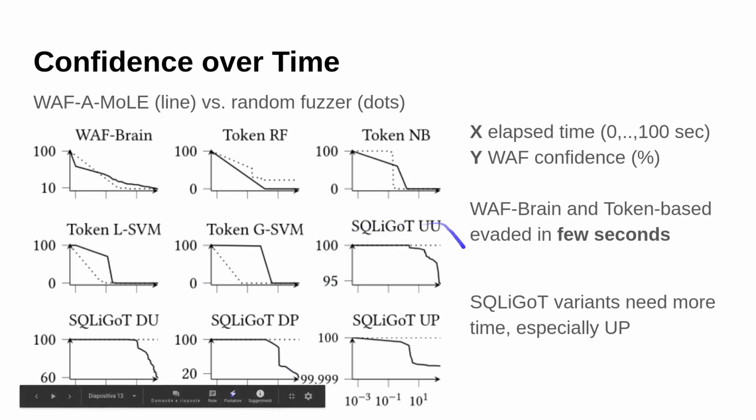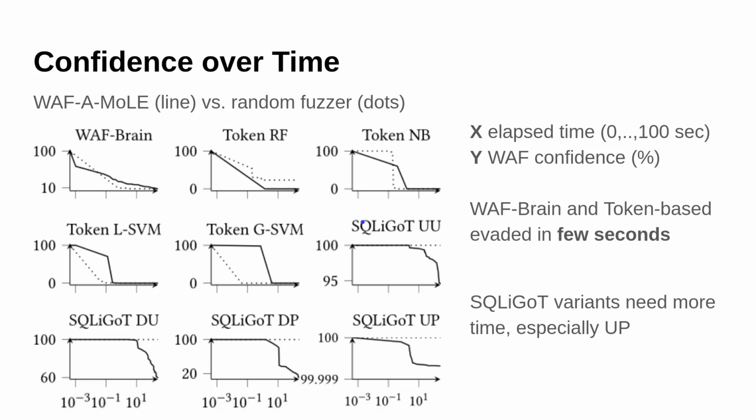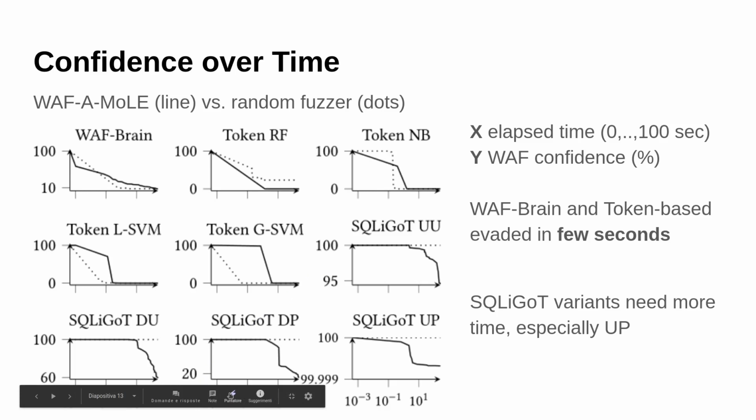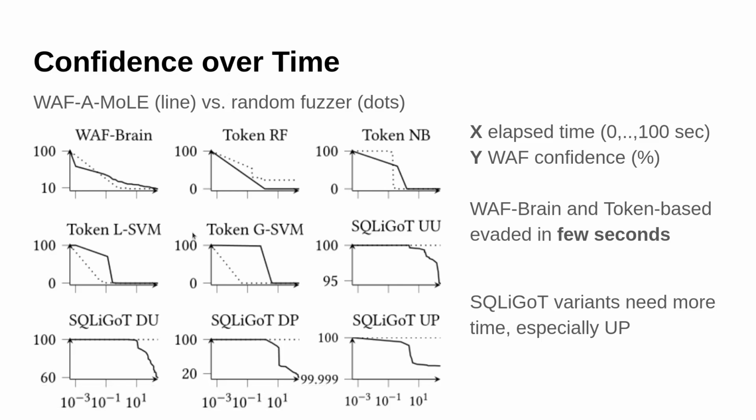While others, like this again the SQLi got, were slower to compute an adversarial payload. This is mainly due to the fact that SQLi got has a more complex feature extraction phase with respect to the others. So this is why SQLi got really took a lot of time to be evaded. But still, evasion was successful.